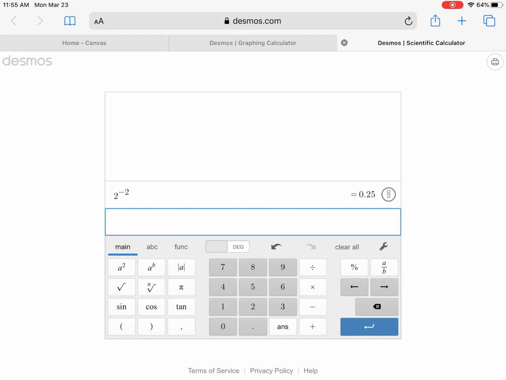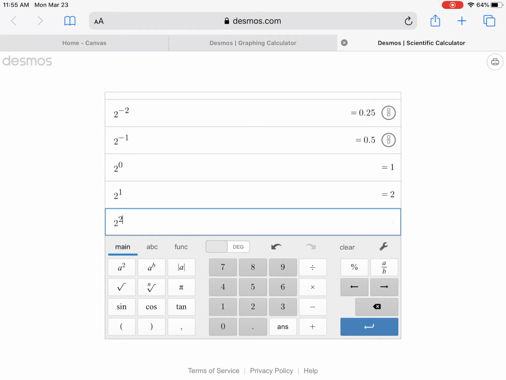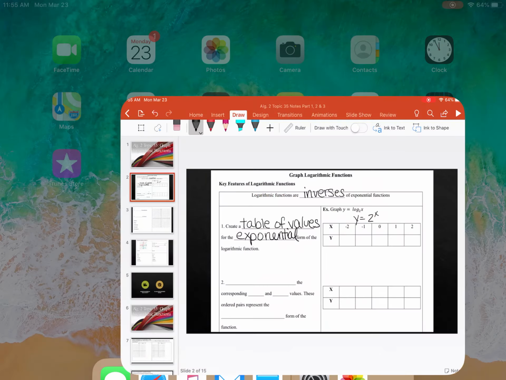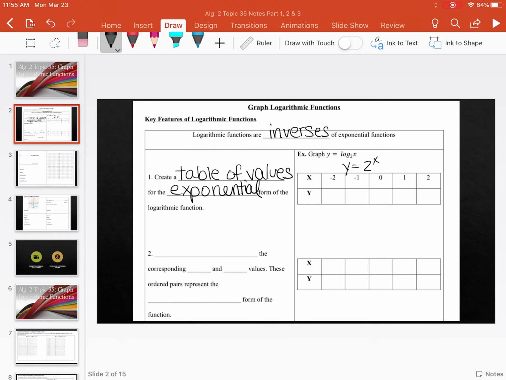Our next one was 2 to the negative first, so that is 1/2. Then we had 2 to the 0, which gets us 1. 2 to the first gets us 2, 2 squared gets us 4, etc. So we're going to go back to our PowerPoint and fill that in. 2 to the negative second was 0.25. 2 to the negative first was 0.5. 2 to the 0 was 1. 2 to the first was 2. 2 squared was 4, etc.